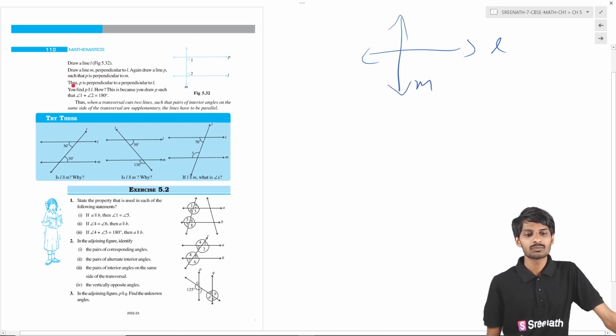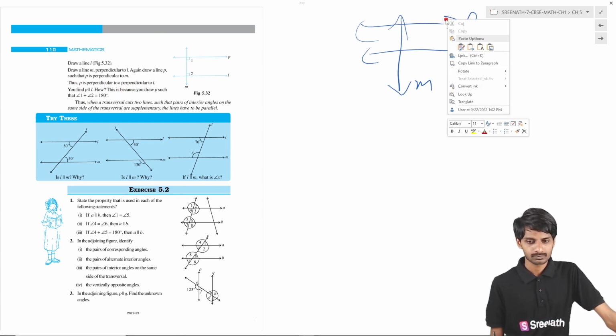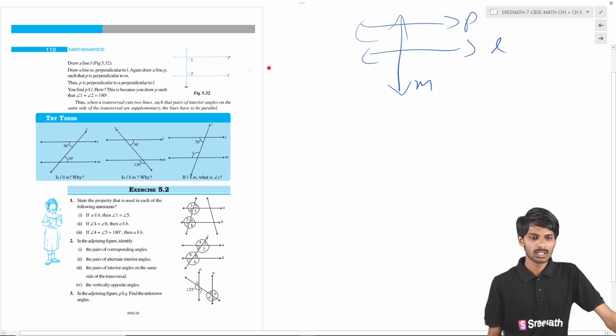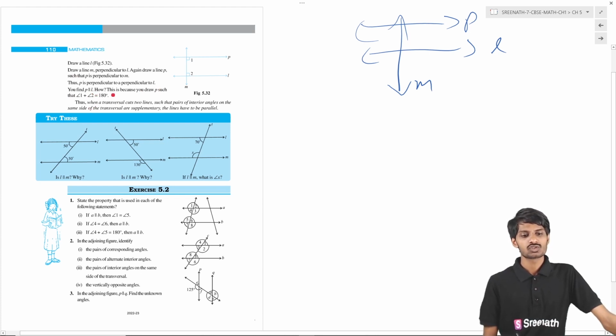So again draw a line P such that P is perpendicular to line M. So thus P is perpendicular to L. You will find P is parallel to L. This is because you draw P such that angle 1 plus angle 2 equals 180 degrees.